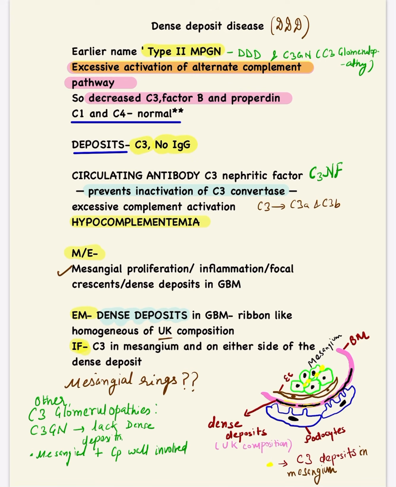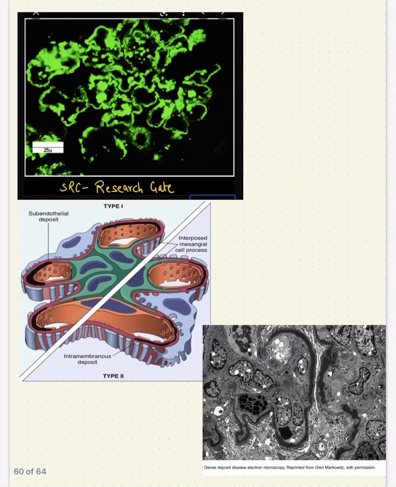Another complement mediated disease in which there is dysfunction of the alternate pathway is C3 glomerulonephritis, but it lacks the dense deposits, so that's why we don't put it under dense deposit disease. Here again the mesangial proliferation is there and the capillary wall is involved. There's a diagram, and in this you can see these immune deposits, they are composed of C3, and these are known as mesangial rings.